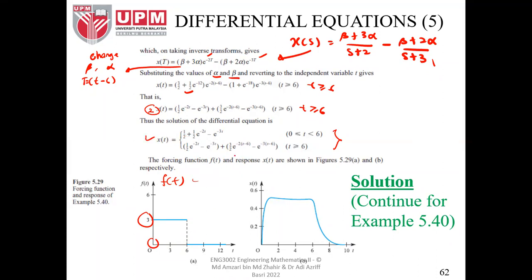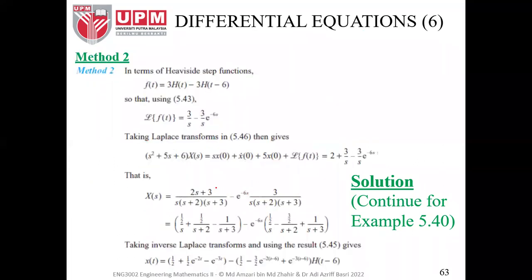So when t is 0 to 6, the equation will be based on this one. You change t equal to 0, what happened, so you get this type of graph until here. From 6 and above, you use this equation, so you will get another graph something like this. So this is for the xt function. This one is the ft function. So that's the first method for you to solve the differential equation.